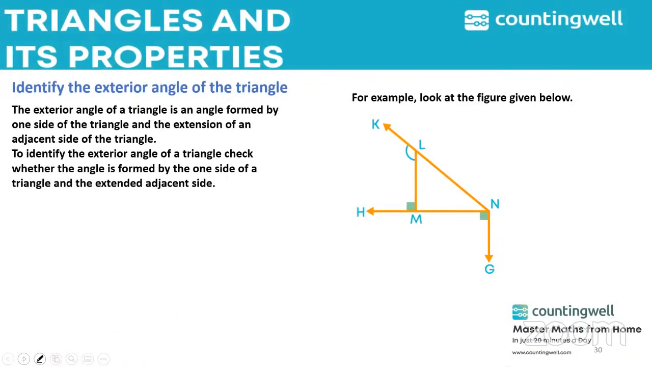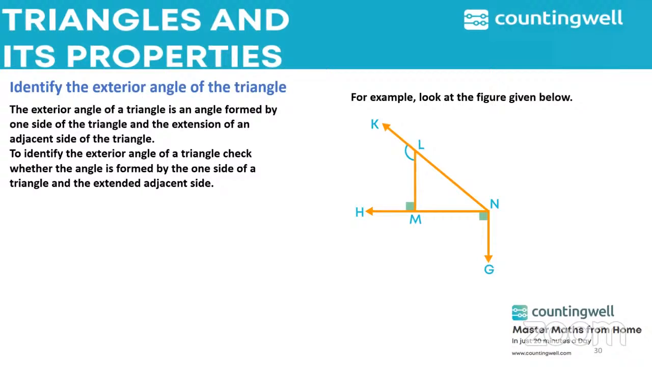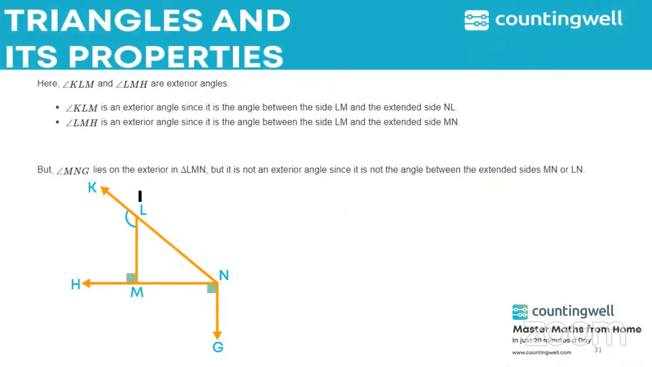Let us identify the exterior angle of a triangle. Note that it is formed by one side of the triangle and the extension of an adjacent side. So you can get confused between angles L, M, N. Just observe the figure given below. Note that KLM and LMH are exterior angles, but angle N is not an exterior angle.